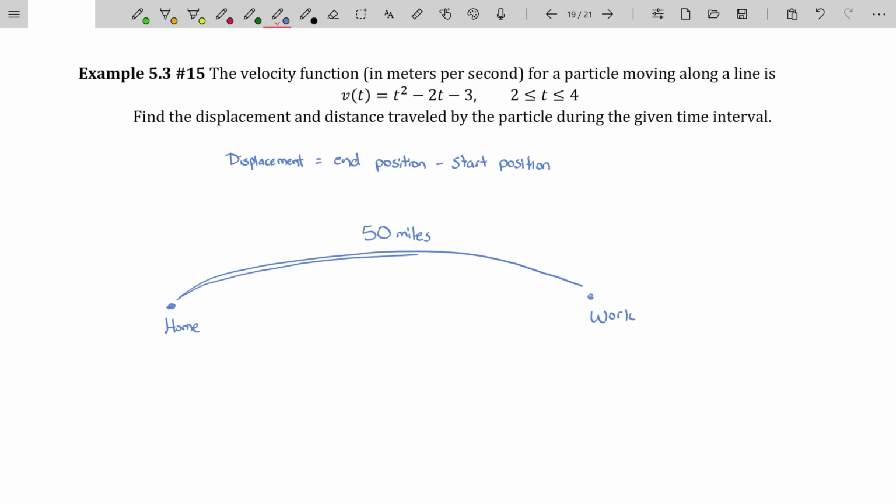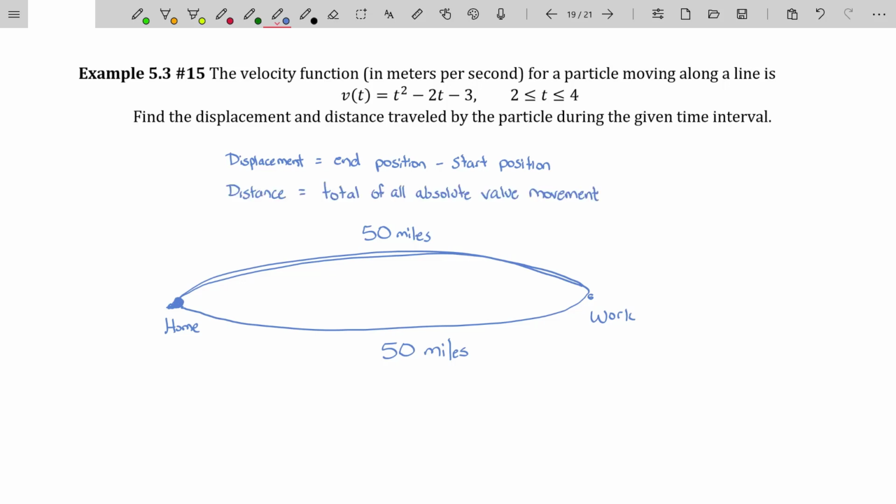So my displacement, if I go from home to work, is 50 miles. If you go from home to work and then back home at the end of the day, the displacement is 0. You've technically had no net movement, right? You went 50 and then minus 50, but the distance you traveled is 100 miles. That's the difference. If I start at home and end at home, my displacement is 0. But the distance is what really did happen in between. You drove 50 and you drove 50, that's 100 miles. So distance is kind of what your odometer has, and displacement is your position difference between the beginning and end.